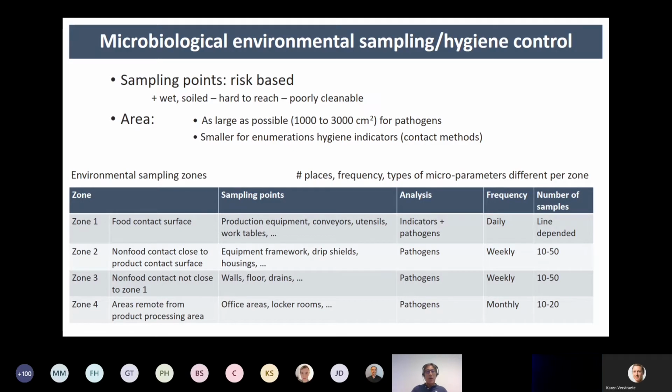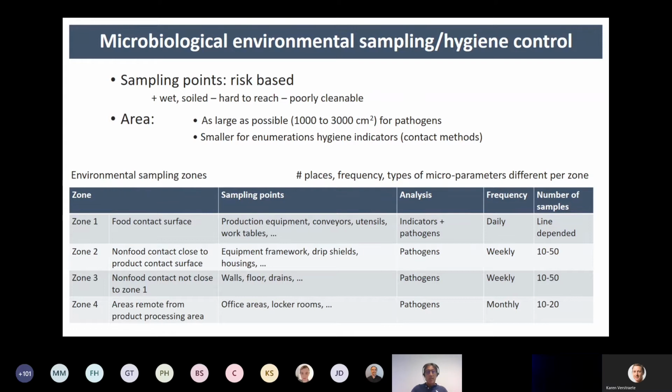And the area, I always say, if you are looking for pathogens, please swab areas as big as possible. So if you can, take 3,000 square centimeters. We at ILVO even try to sample half a square meter if possible. Of course, for your hygiene indicators, the surface is smaller because you need to use your contact methods and contact devices, and they fix the area which is available for that kind of method.